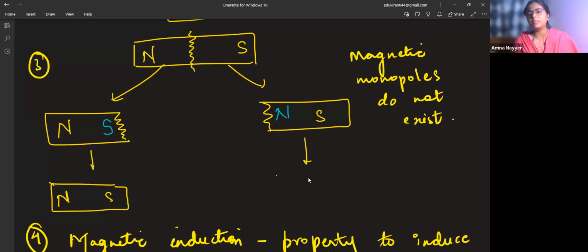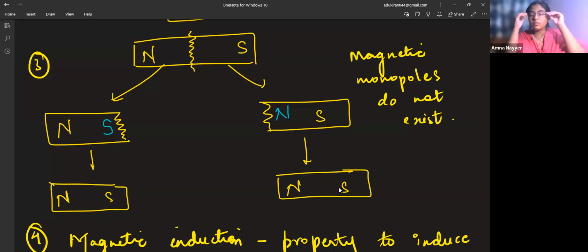Length will decrease because you have broken it. So length will decrease, but polarity will stay the same because it cannot exist independently. See, we have talked about charges. You have seen electrons exist independently. Protons exist independently. You do not need a proton for the existence of an electron, right? Because they are monopoles, in electrostatics they can exist.